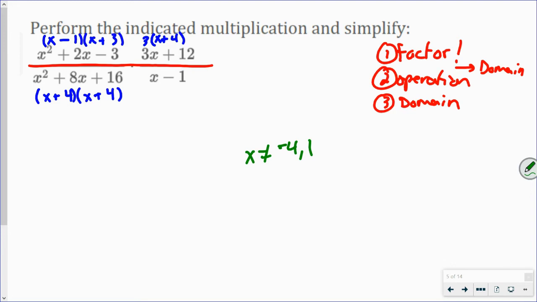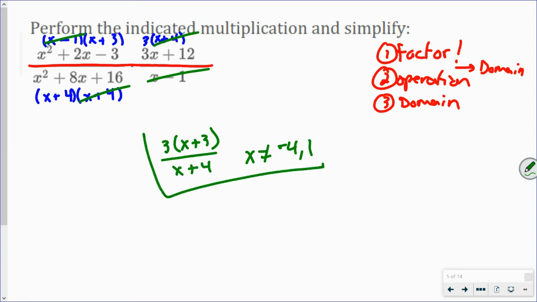I could add to that list as we go along, but you're never going to get rid of numbers on that list. So now that I multiply, I just go through and cancel. An x plus 4, x plus 4, x minus 1, x minus 1. So you have 3x plus 3 over x plus 4, and you're done, with your domain restriction. That's not a J in between there, that's a semicolon to separate the two things.